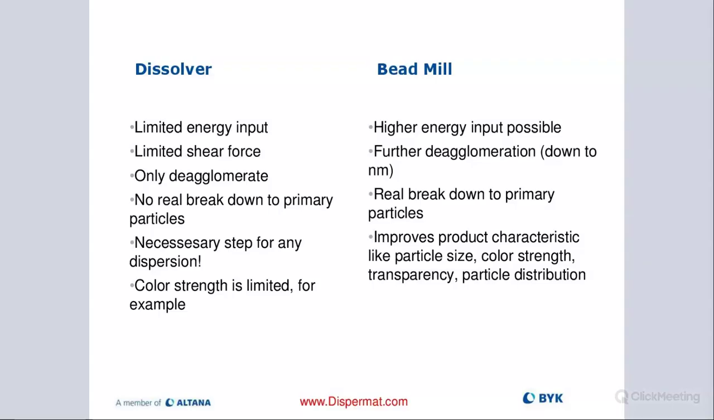So the differences between a dissolver with the cowles blade and the bead mill are just that by using a cowles blade, I'm somewhat limited in terms of energy input. I don't have beads. So therefore, we just rely on the teeth of the blade. That means limited amount of energy, limited shear force, and it's really only to deagglomerate. So it's the first step in the overall dispersion process. It's the pre-dispersion step, and it really allows us only to deagglomerate and go down to the aggregate level. Anything smaller, we really need to do the bead milling.